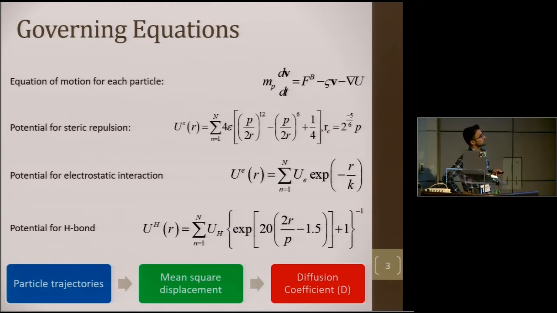By solving these equations, we obtain the particle trajectories, then we calculate mean square displacement, and finally we obtain diffusion coefficient or diffusivity.